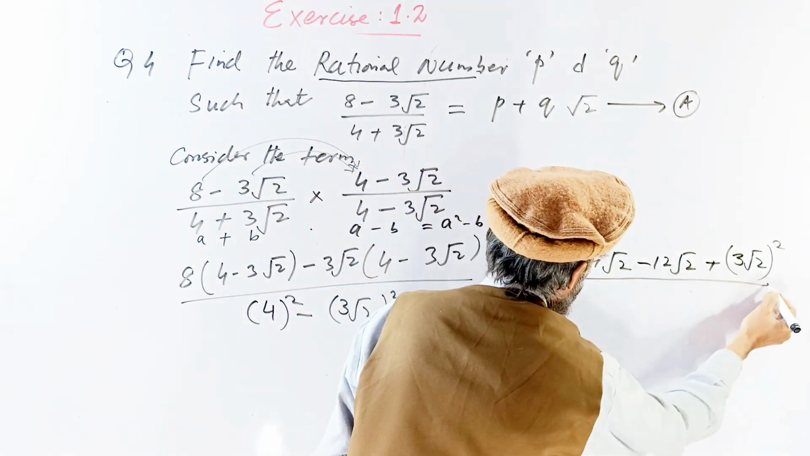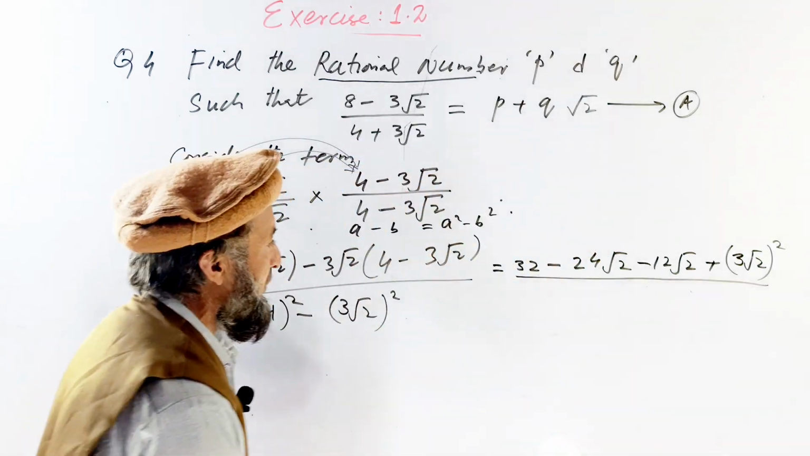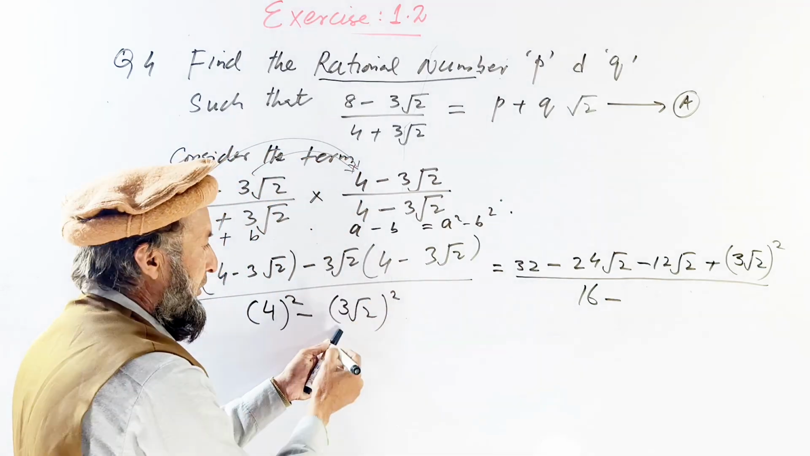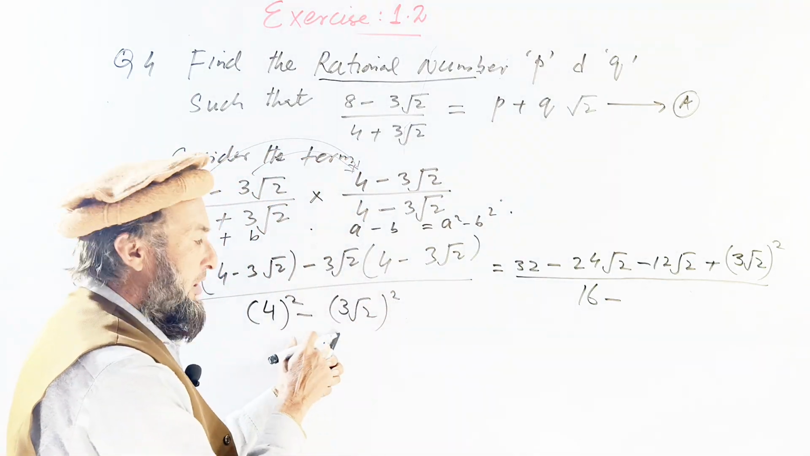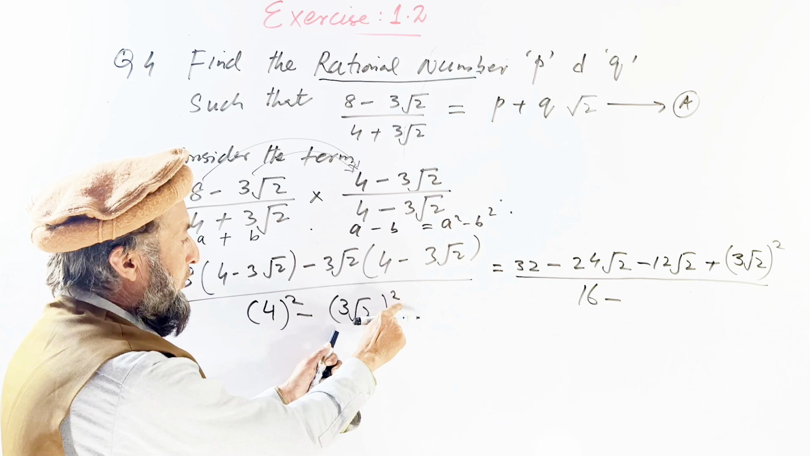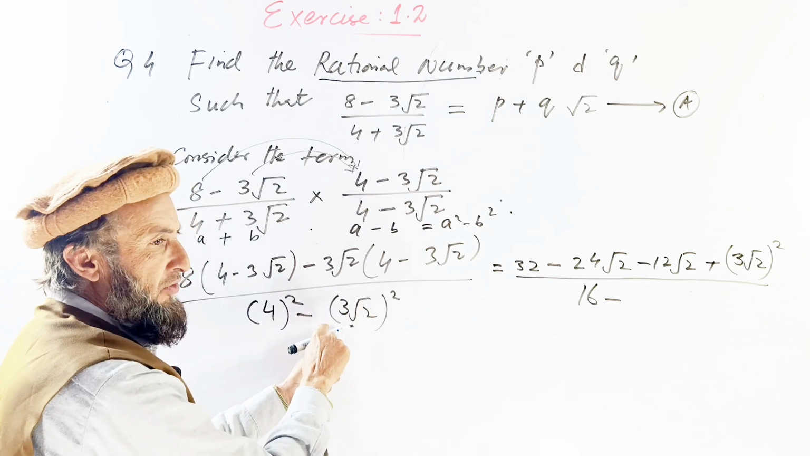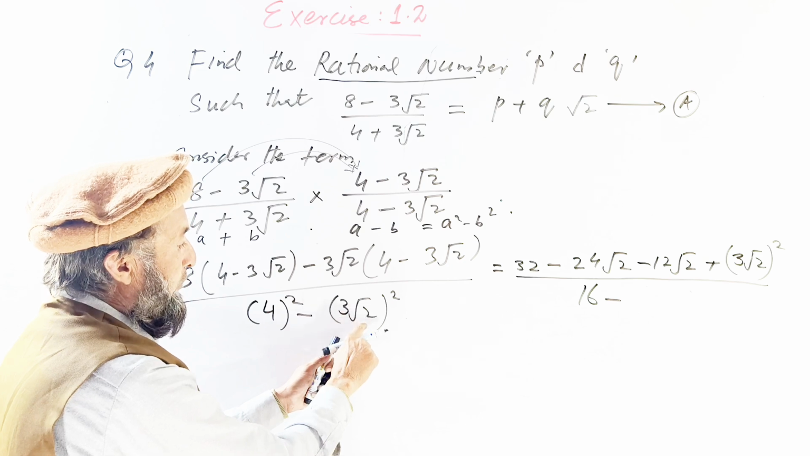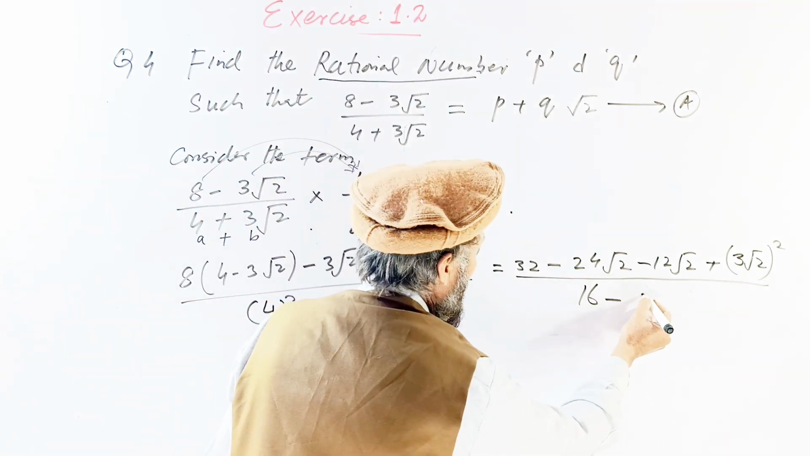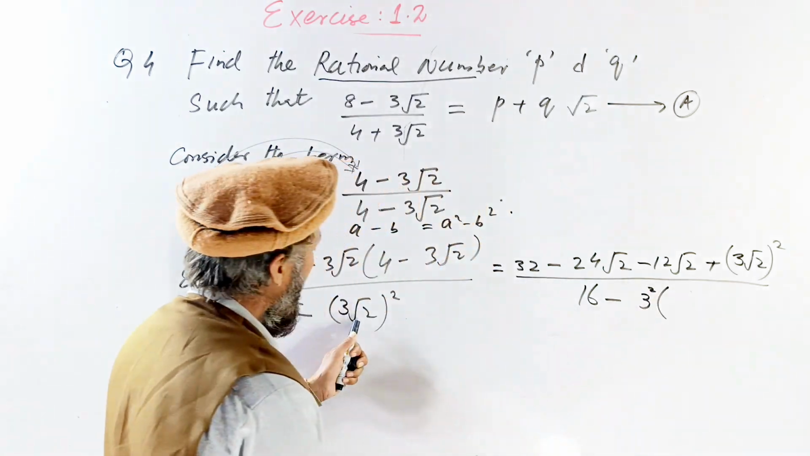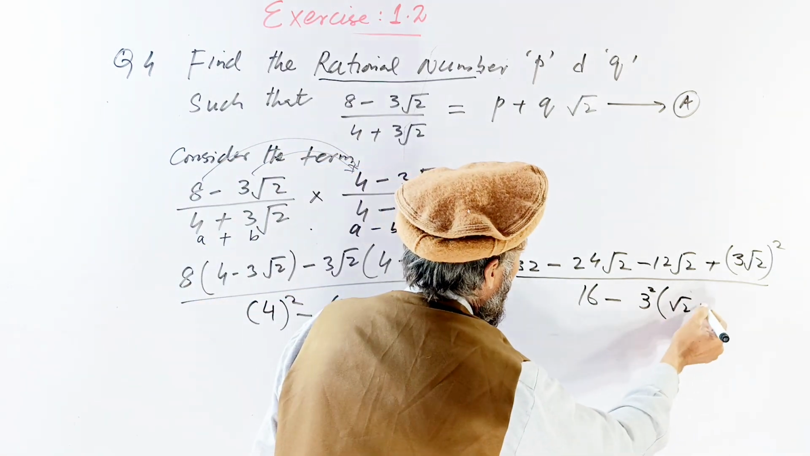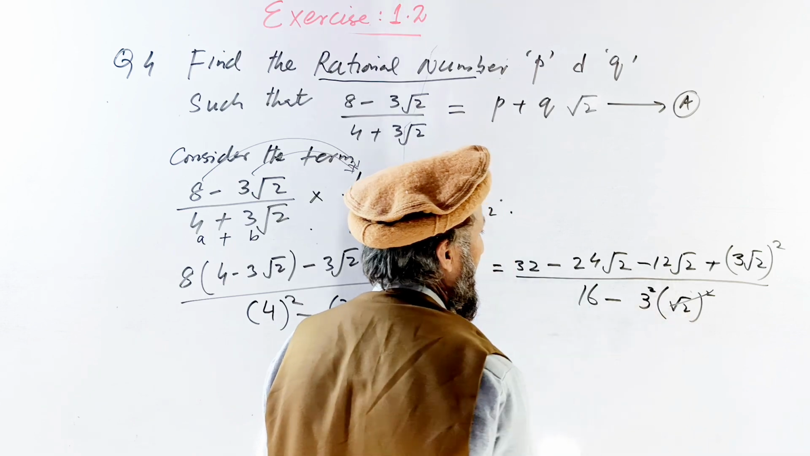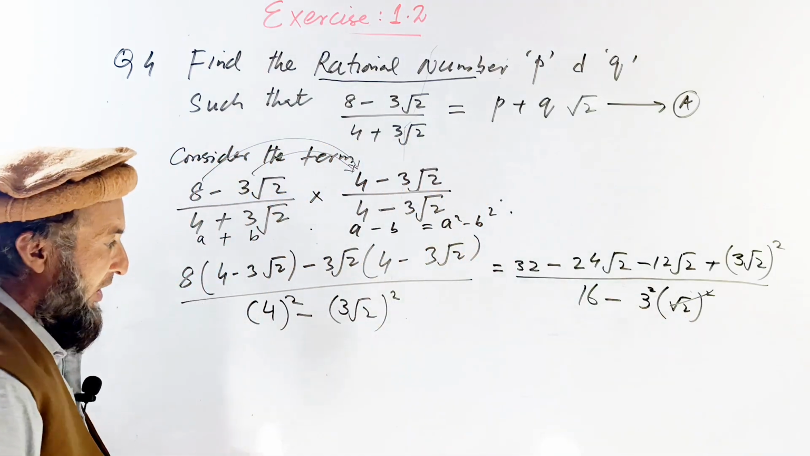Similarly, here 4 square is 16 minus. Here we cannot cancel the square and the square root directly. This is a crucial mistake some students make: the square and the square root directly cancel, so your answer is wrong. Here there is a coefficient with it, so we first take the square of the coefficient, then in the second step we take the square of the root. Now both cancel each other. Now we further simplify this result.